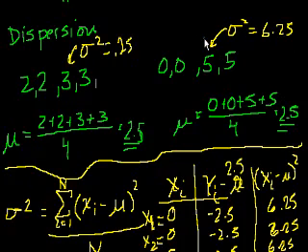It's hard right now to have an intuition of how the 6.25 relates to the 0.25, but you know that this is a much larger number than this is, which tells you, at an intuitive level, that the numbers in this set are, on average, much further away from the mean than the numbers in this data set.